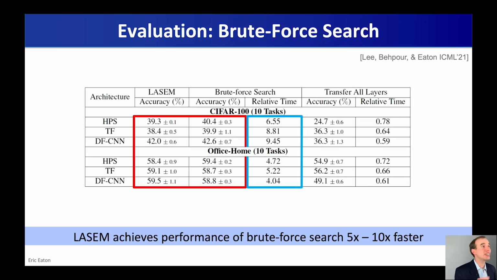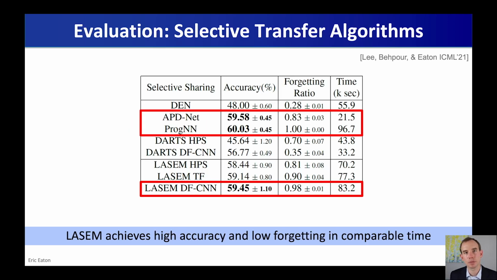In comparison to using lifelong architecture search to optimize the transfer configuration versus a brute force search, what we can see is that they perform approximately the same. However, LASEM with the expectation maximization is about 5 times to 10 times faster overall. In terms of comparison to alternate methods, things like APDNet or progressive neural nets, we can see that LASEM performs very competitively, both in terms of a high accuracy and a low forgetting ratio. So the forgetting ratio is near 1, meaning it's retaining most of its knowledge, whereas things like APDNet, for example, do catastrophically forget.